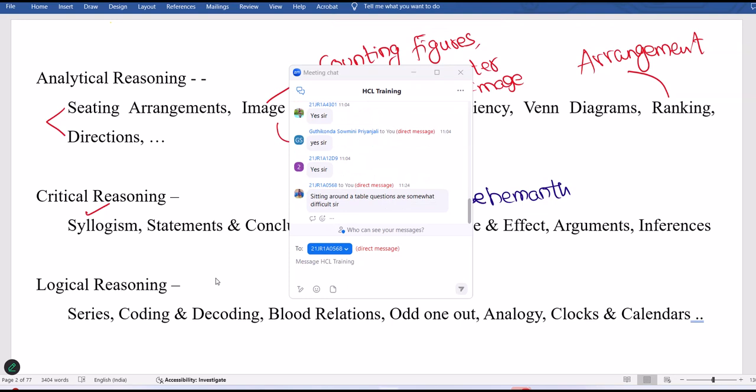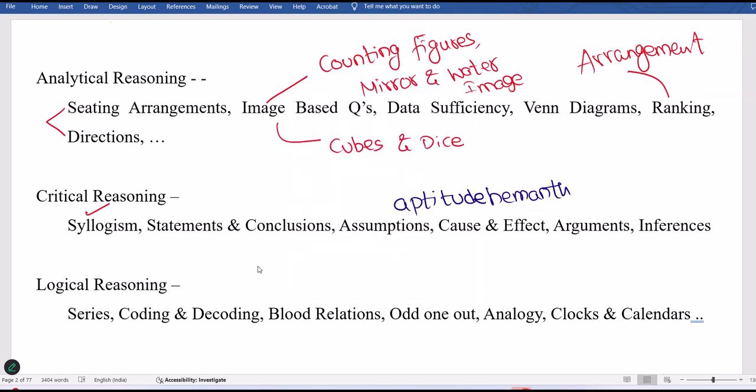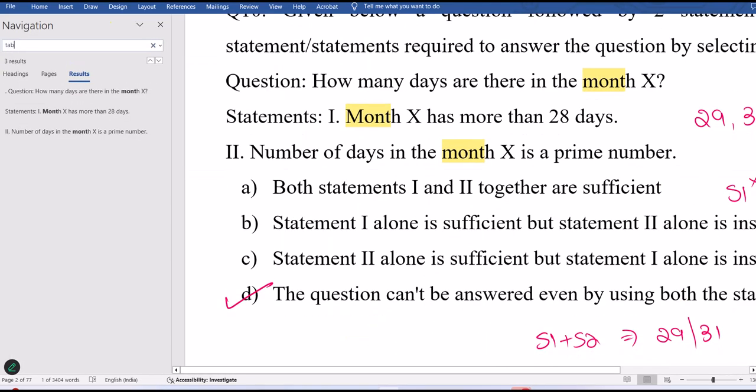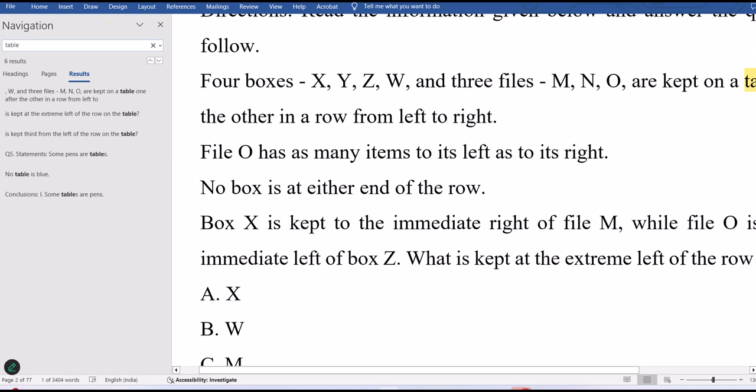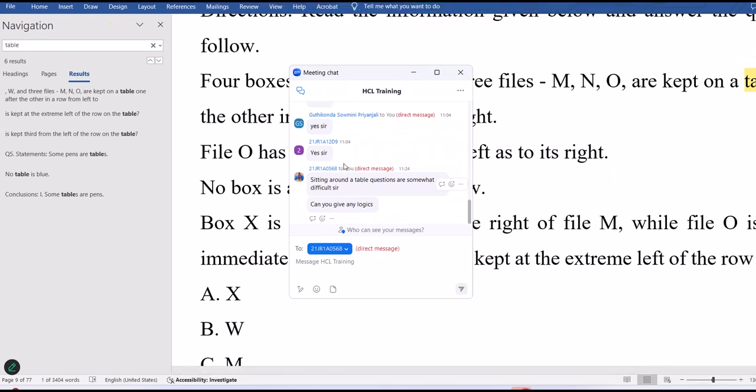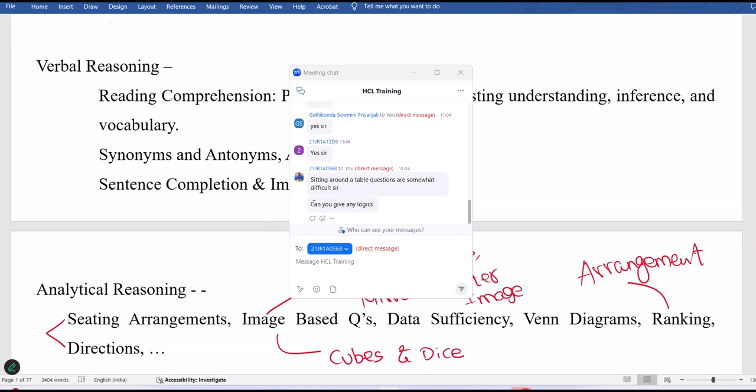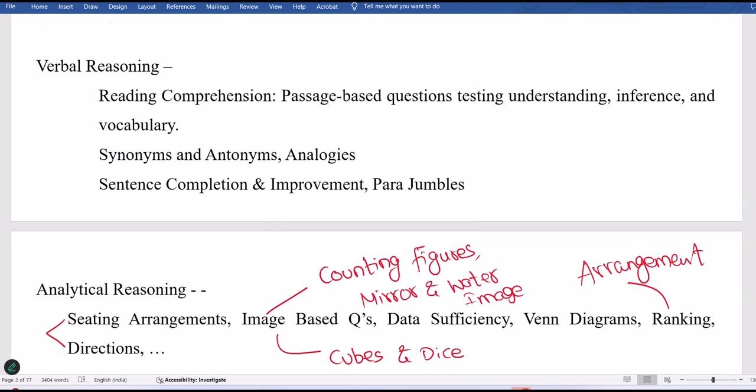Sitting around a table questions are somewhat difficult. Okay, fine. Table or circle, let me check that. Table is available. This is 4 people. Just let me know the first question. Fine, sitting around a table related questions you want to discuss. We'll have a discussion related to that. Here we have certain logics to solve those questions. We'll address that, no issue.